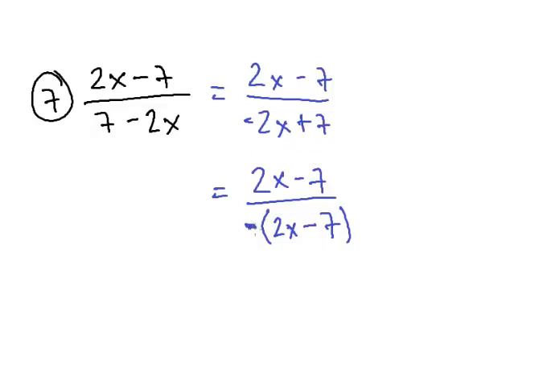Why? Because that is going to make me get this original expression. Minus times 2 will be negative 2, and minus times minus is going to give me the plus. So it makes sense. Okay. Now that we factored the minus, we can tell that there's something repeating up and down. That's what we're going to cancel.